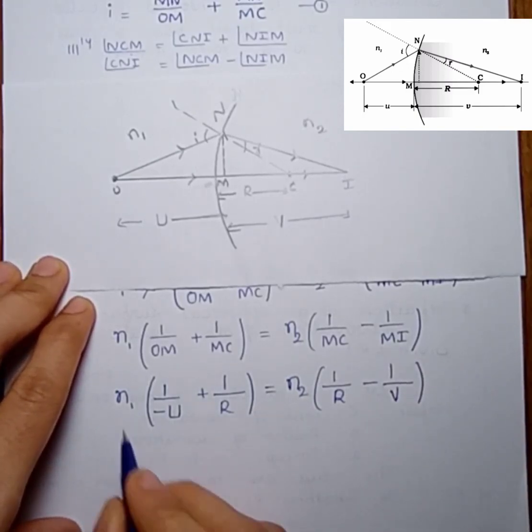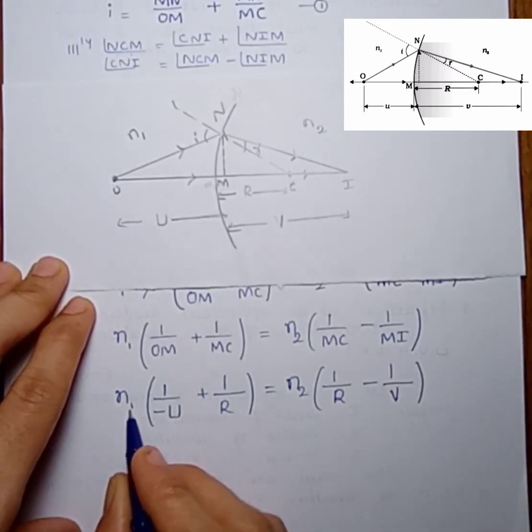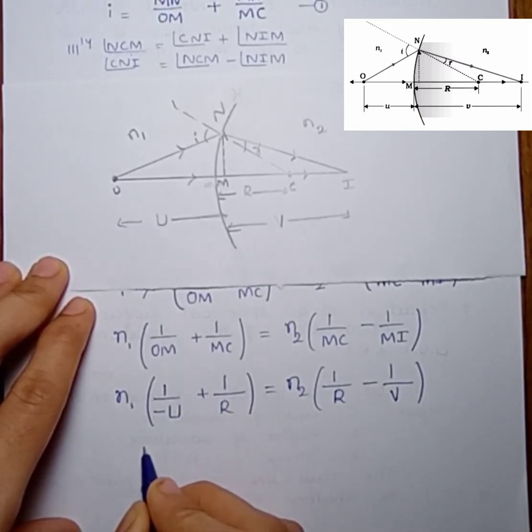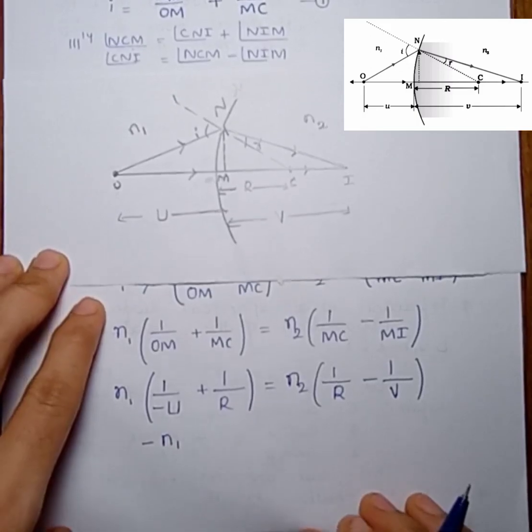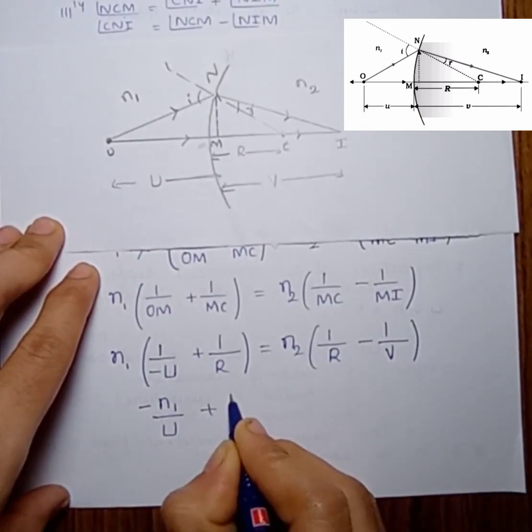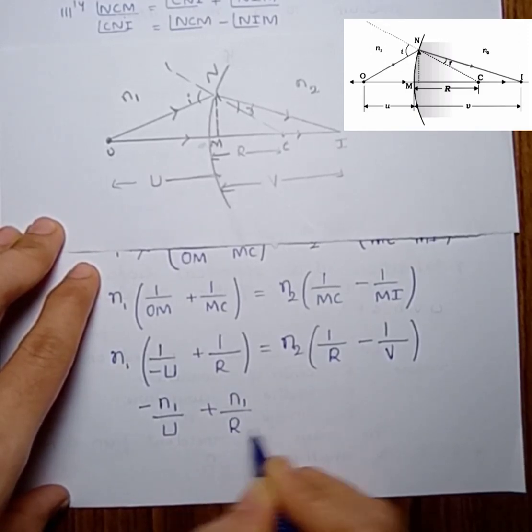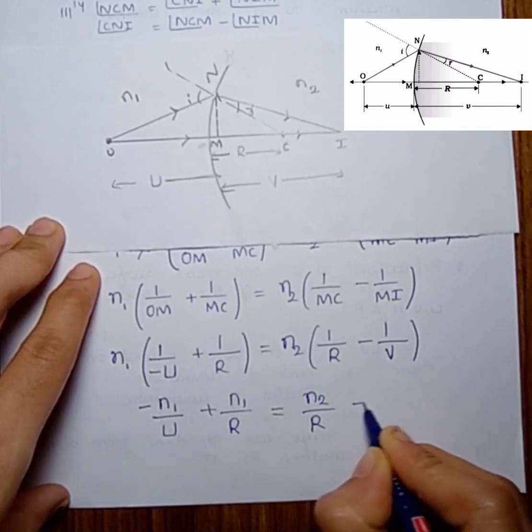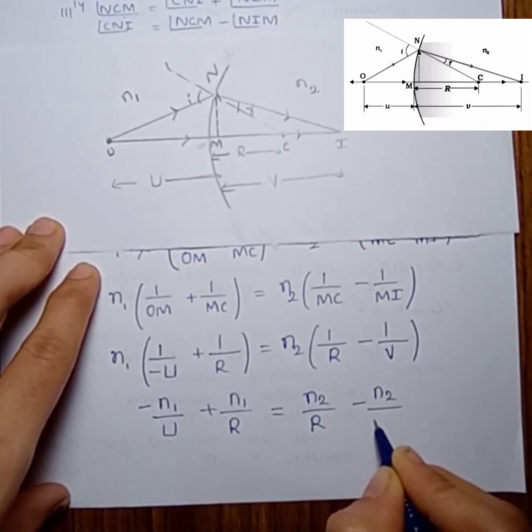Now, just by multiplying N1 into this term and N2 into this term, what we will get is minus N1 by U plus N1 by R, which is equal to N2 by R minus N2 by V.